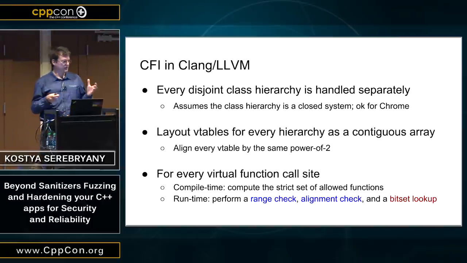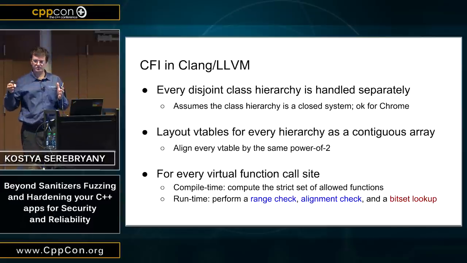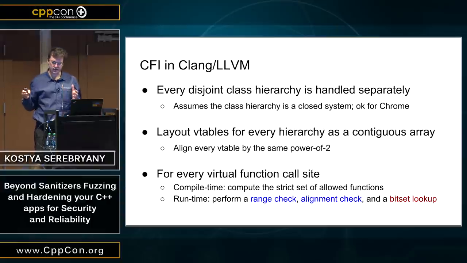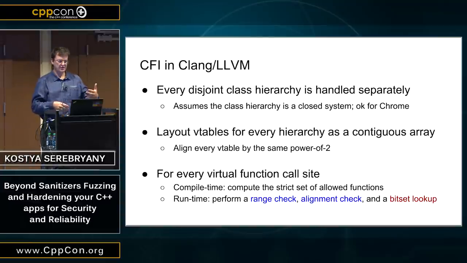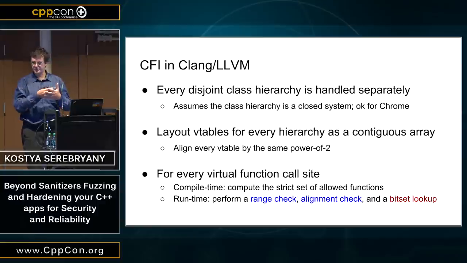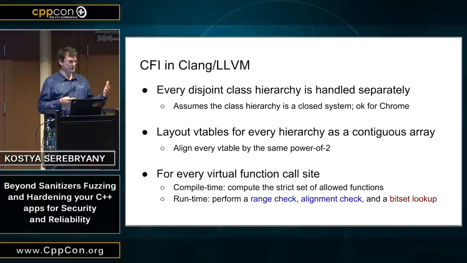At compile time, we figure out what are the exact functions that are allowed to be called in this particular call site. And this is just from reading the standard, right? You can call functions of the same class, and you can call the functions of classes inherited from this class. But you cannot call functions from a sibling in the hierarchy or some random function out there.